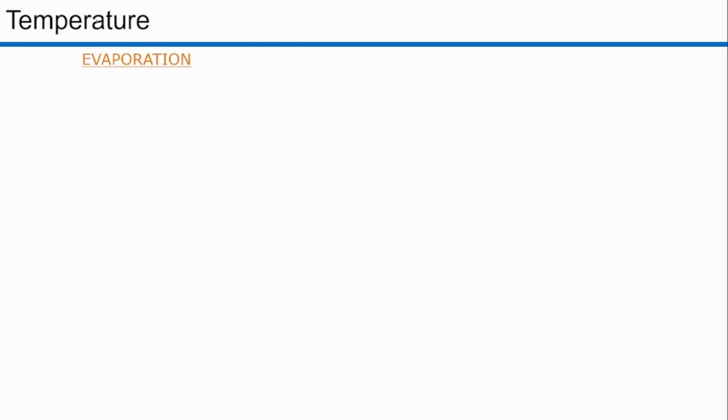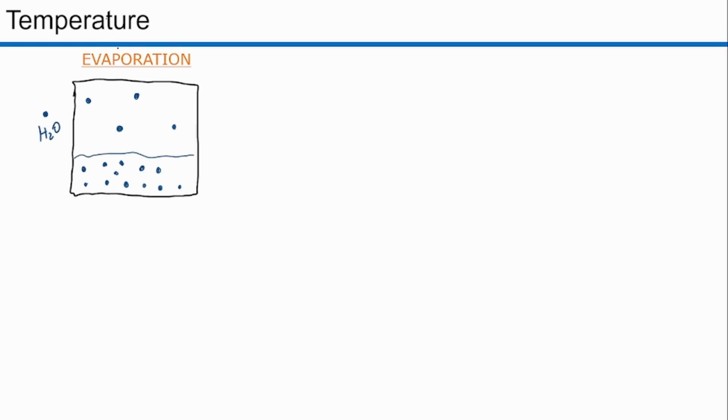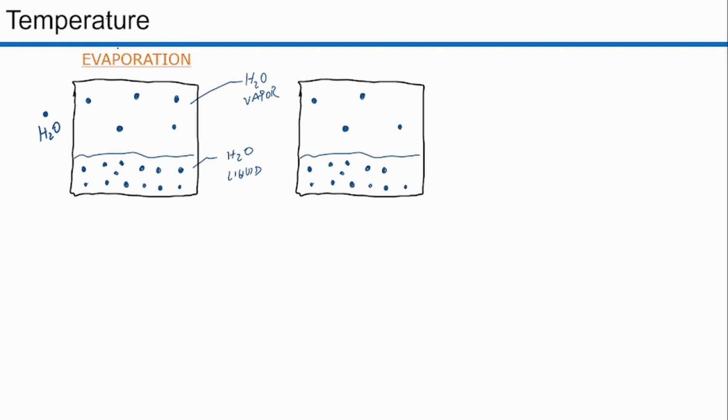Right, to understand future information, we need to think about evaporation on a molecular level. So let's take this water here. We have water molecules in liquid state and water molecules in vapor state. All molecules have some kind of energy, kinetic energy. They are bouncing around all the time. That's the definition of temperature, the average kinetic energy of the molecules.